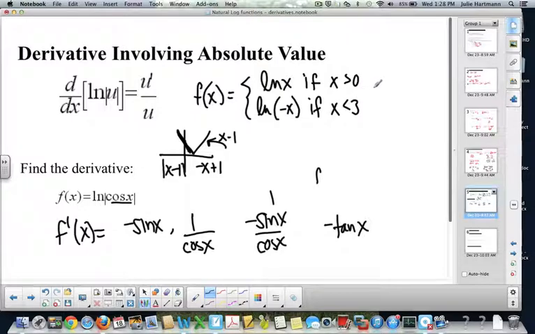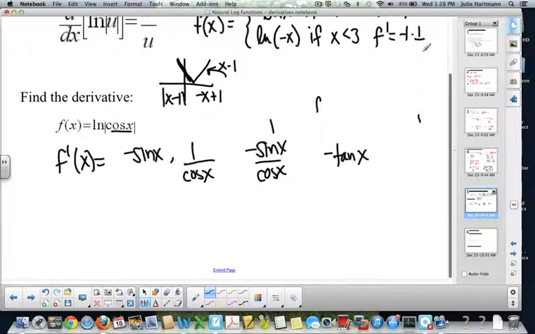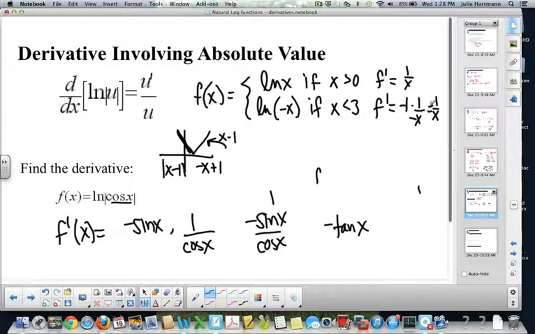Now, if you do the derivative up here, it is 1 over x, if x is greater than 0. And the derivative here, derivative of the inside is negative 1 times 1 over negative x is still 1 over x. So you get the same thing both times, which is why it just equals that. Okay, so when you differentiate a log and an absolute value, it doesn't matter. You can basically pretend they're not there.